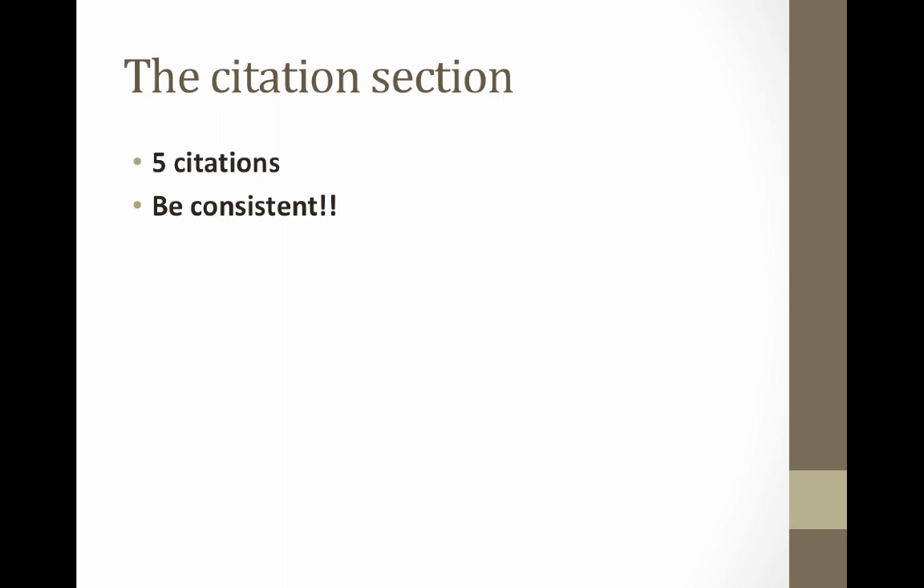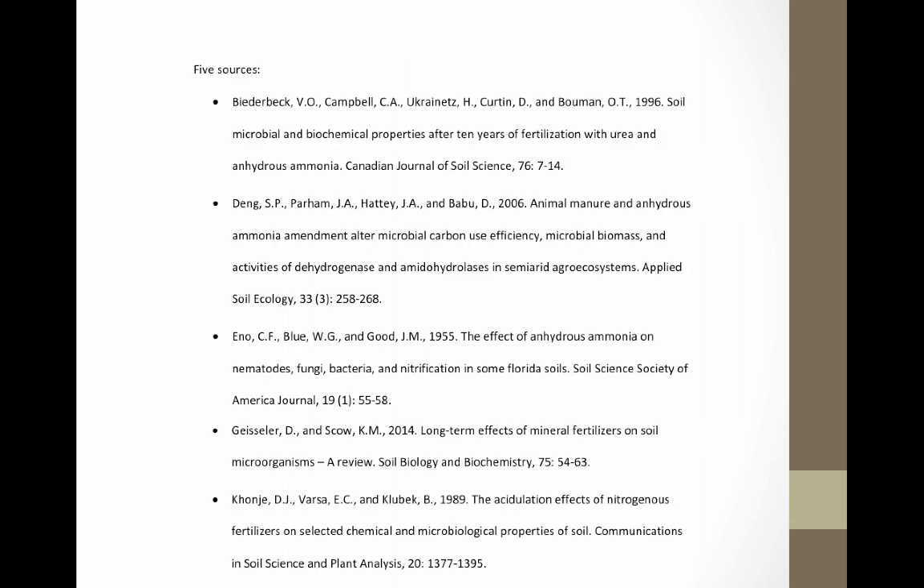Finally, the citation section. Pretty straightforward, 5 citations, organize them well, and be consistent in your formatting. Here are the 5 sources from the same example, and you can see that they are organized alphabetically. They all have the same formatting, and they are all from peer-reviewed literature. So all 5 of these references need to be from peer-reviewed literature at this stage.